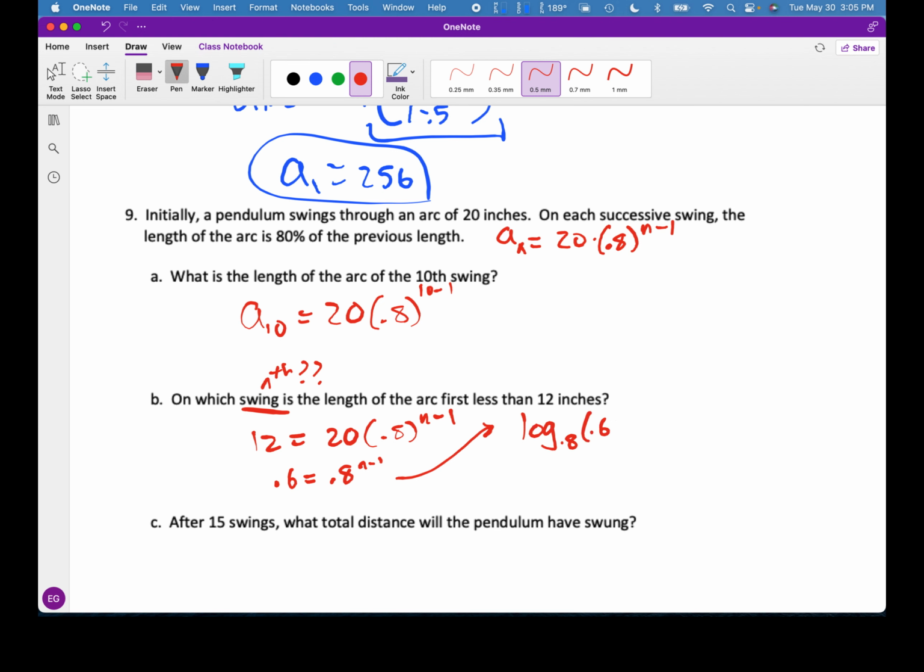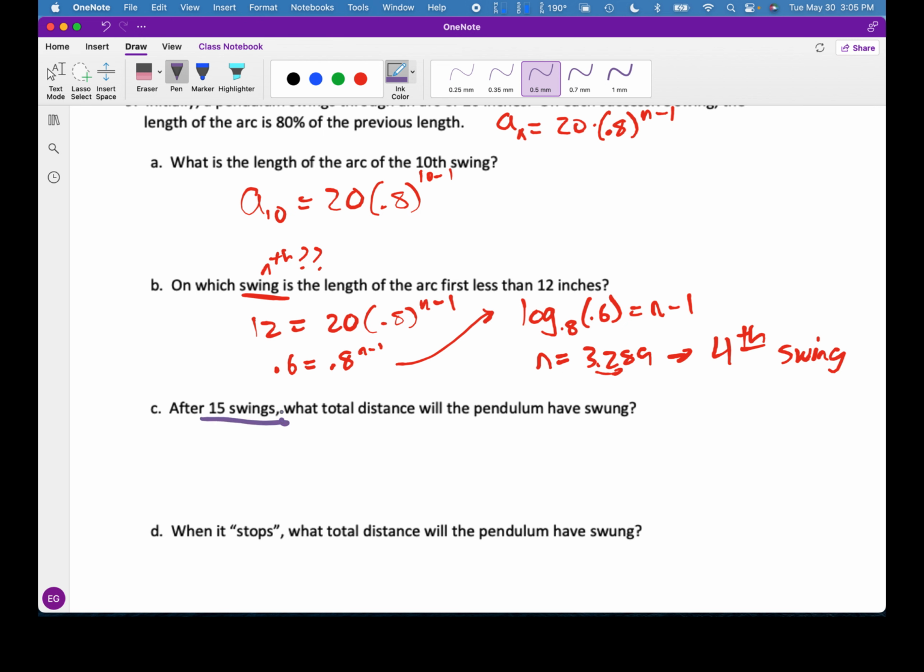And we'll do more on log form in another one of these little lessons here, but my calculator doesn't have log base, so I have to do the change of base. So it's going to be log of 0.6 divided by log of 0.8. I got a really weird number. I'm going to add 1 to that. I got that n is going to be 3.289. That means that on the 4th swing, so I'm rounding up, this thing is finally going to become less than 12, because on 3 it's still bigger than 12. So it's when it's into the 4th one during this 0.289.